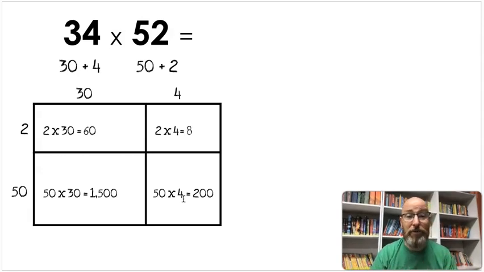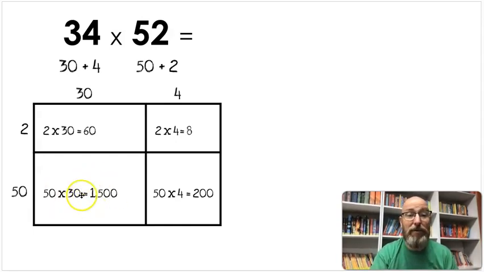So we're going to multiply those out. 2 times 3 is 6, so I know 2 times 30 is 60. 2 times 4 is 8. 50 times 4 is 200. Now this one might be a little bit trickier to do in your head, 50 times 30. Now I know you know that 5 times 3 is 15. And a lot of people might make the mistake of just saying, oh, it's 15, then it's going to be 150. But it's not.